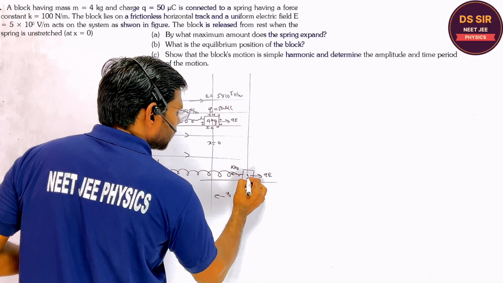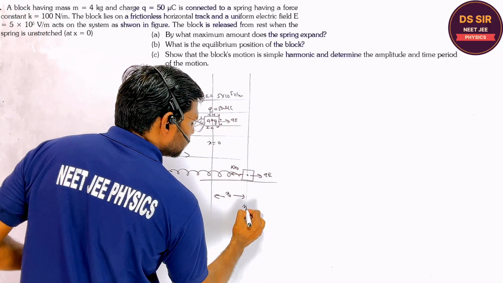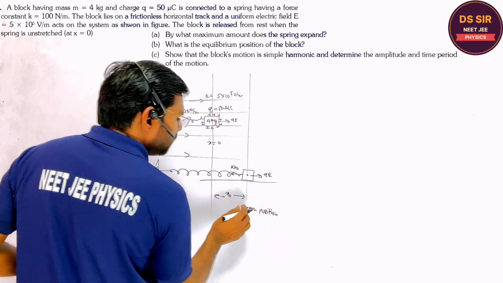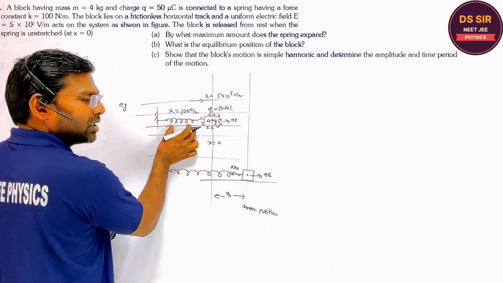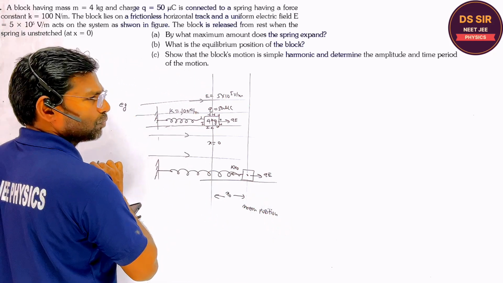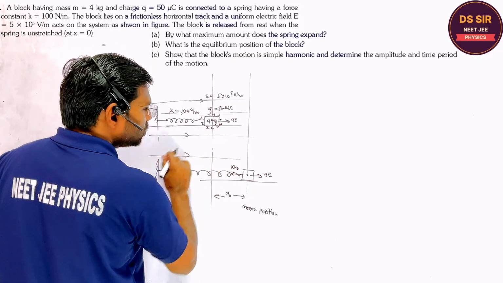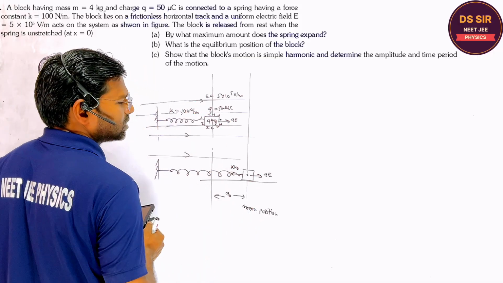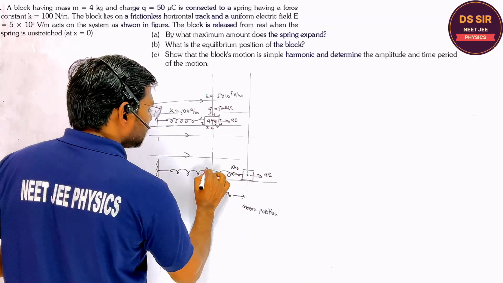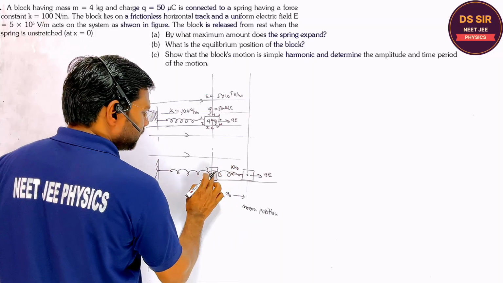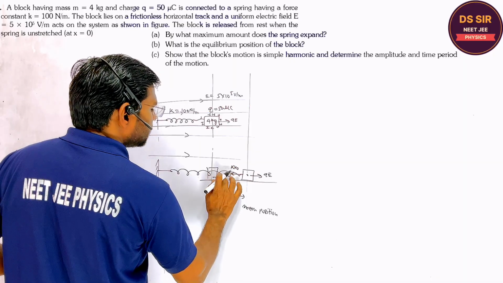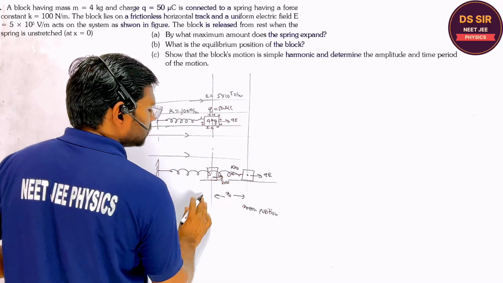In this case, listen one thing, this is the mean position. This is the mean position. The mean position does not mean the elongation in the spring is 0. Rather, the mean position means the point where the net force on the system is 0. And here the speed is what? Speed at this point, at the mean position, is 0, right?